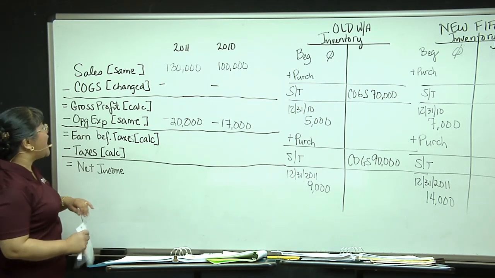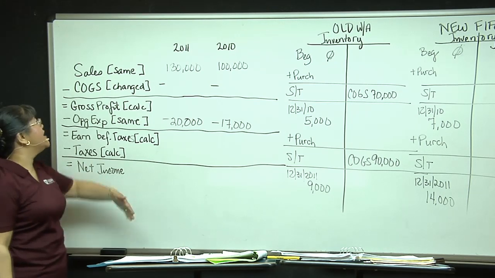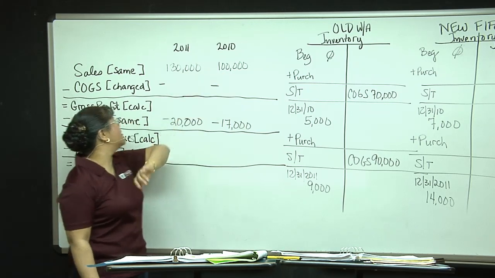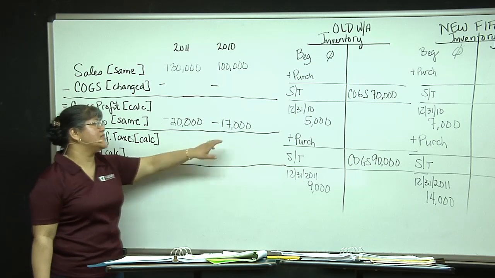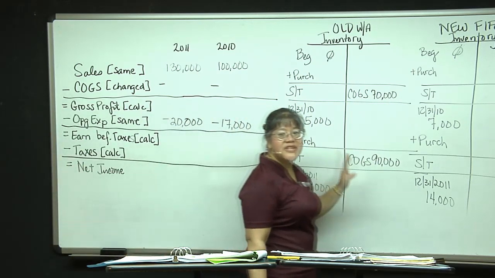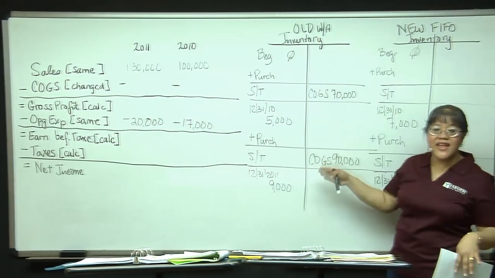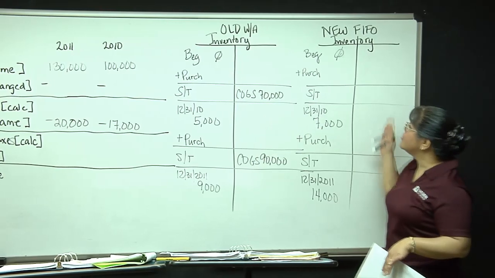So I went ahead and put in the things that wouldn't change from one method to the other. The sales would be exactly the same, 130,000 and 100,000. And the operating expenses would be exactly the same, 20,000 and 17,000. And then I set up a couple of T accounts. I have a T account for the old method, and then I have a T account for the new method.